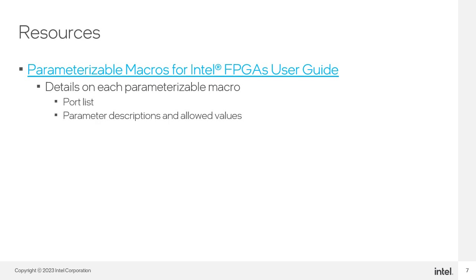For more details on the Intel Parameterizable Macros, refer to the Parameterizable Macros for Intel FPGAs user guide, available on the Intel website. This user guide has details on each of the parameterizable macros, including a list of all the ports and descriptions of each of the parameters and their allowed values.